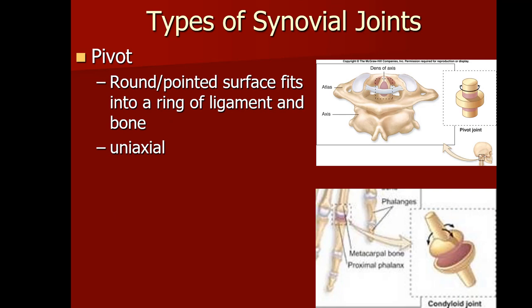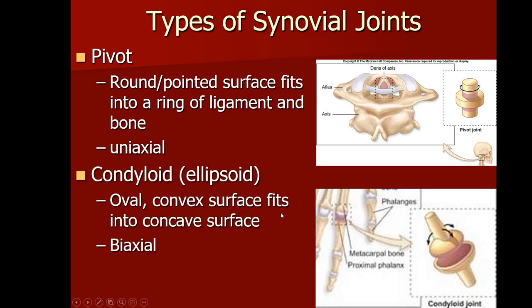A pivot joint rotates around a structure. So a good example of this is the joint between C1 and C2. So you have the atlas, then you have the dens of the axis fitting in here, and that atlas can rotate around. Just envision shaking your head no, back and forth. You're getting rotation at that C1, C2 joint. And again, it's uniaxial because that's all it can do. But that's called a pivot joint because it pivots around a structure like the dens.